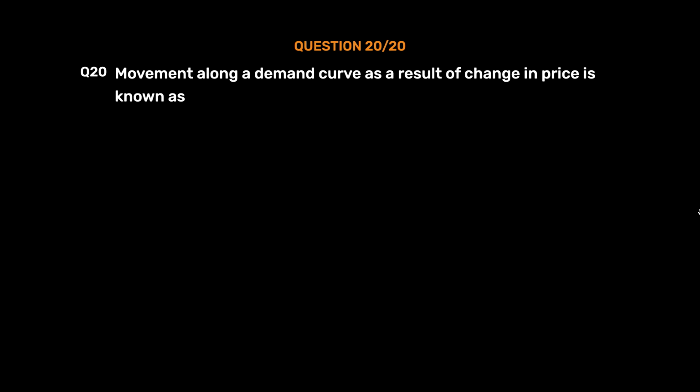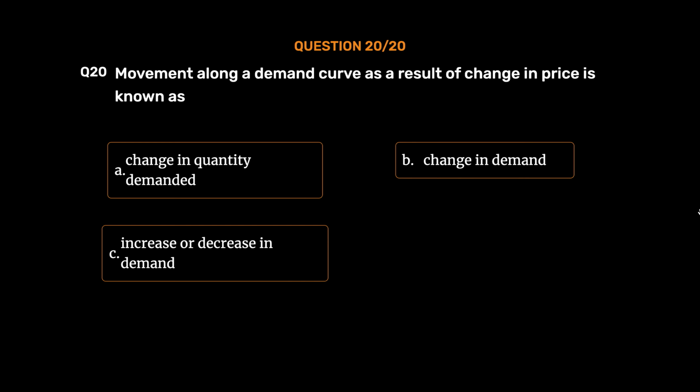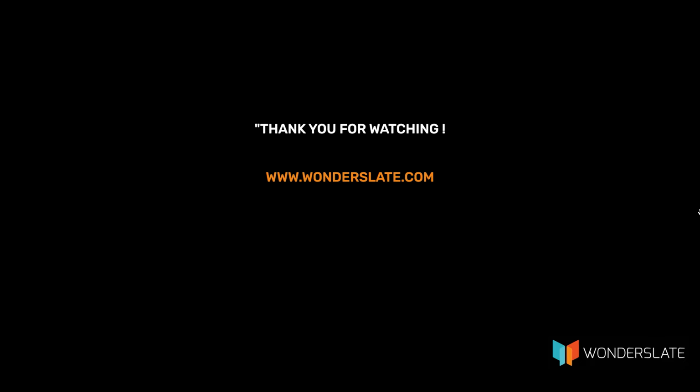Question number 20. Movement along a demand curve as a result of change in price is known as Option A, change in quantity demanded. Option B, change in demand. Option C, increase or decrease in demand. Option D, none of the above. The correct answer is Option A, change in quantity demanded.